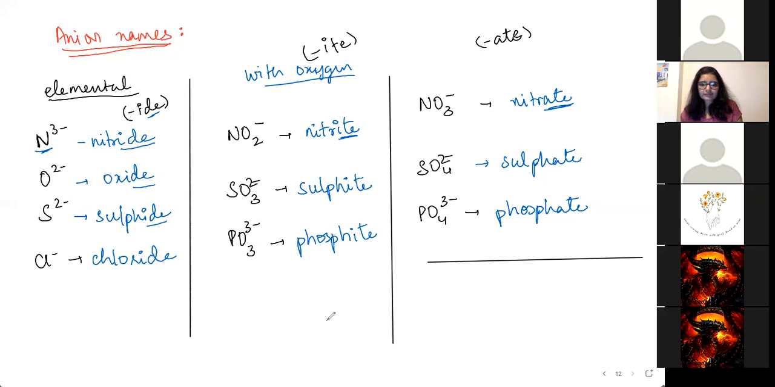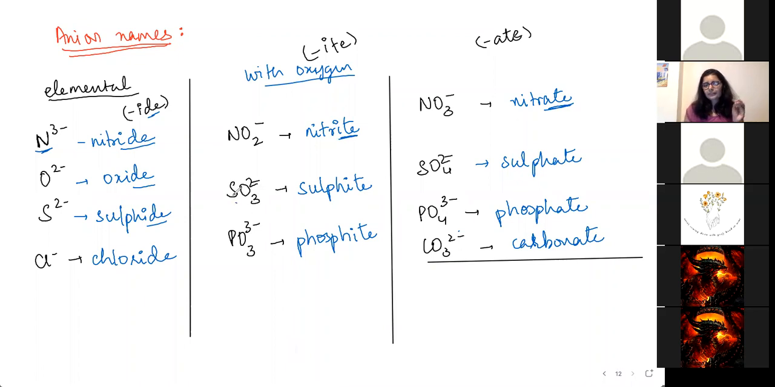I'm done. So there's one more, CO3 2 minus. So this is carbonate. CO2 2 minus doesn't exist. So in the case of carbon there's only one type, which is carbonate. Yeah. Then a subtype of this, ITE or ATE, you can take any ion from these. Mostly you'll find this for carbonate and sulfate only.